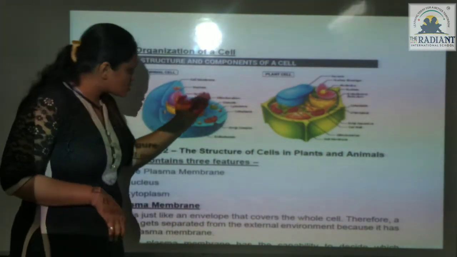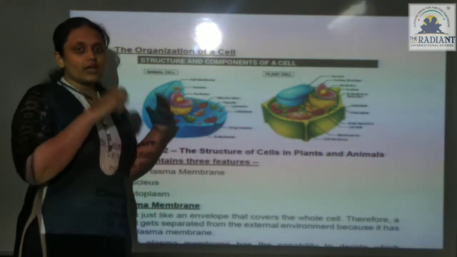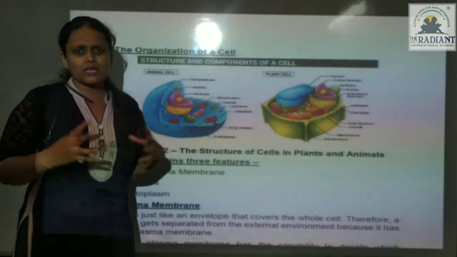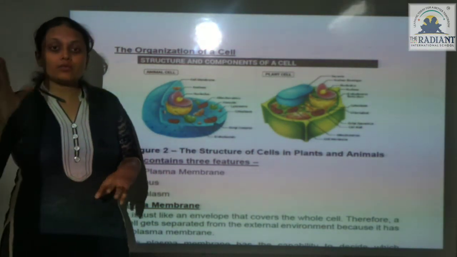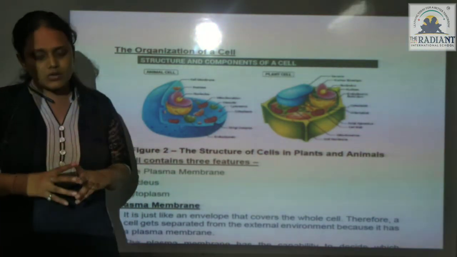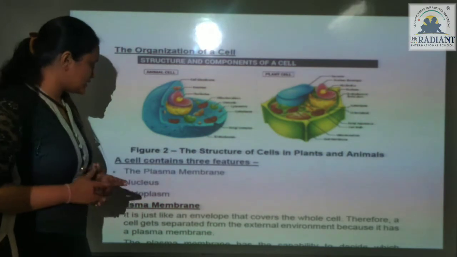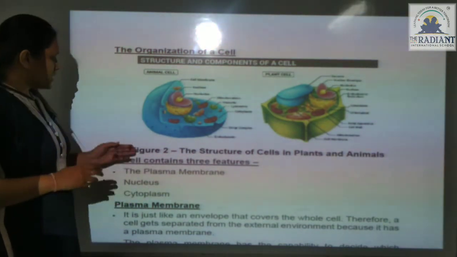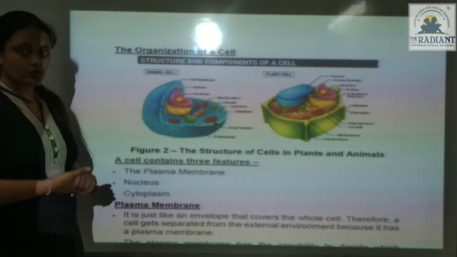Here a cell has so many organelles inside it, and like that there must be so many cells in an animal or in a plant. And there would be so many organelles also working at the same time inside the cell. It is so fascinating. Now here we will see that a cell contains three components.